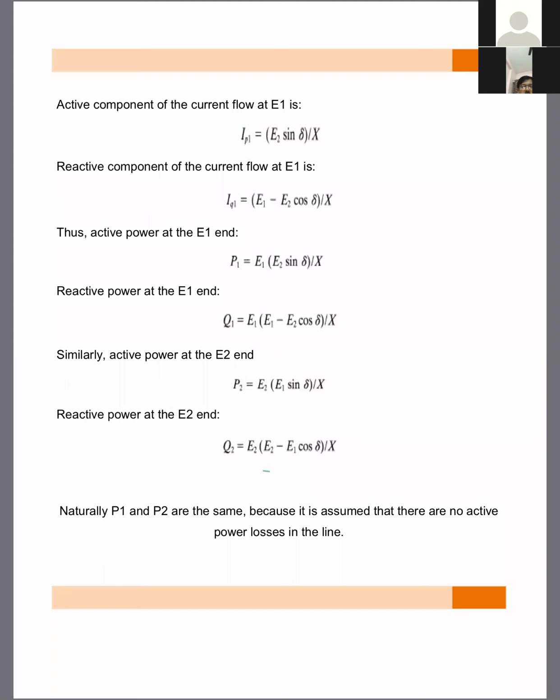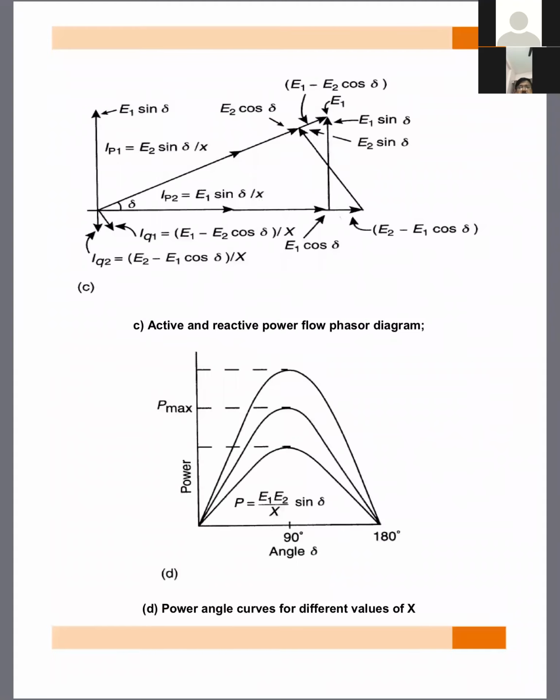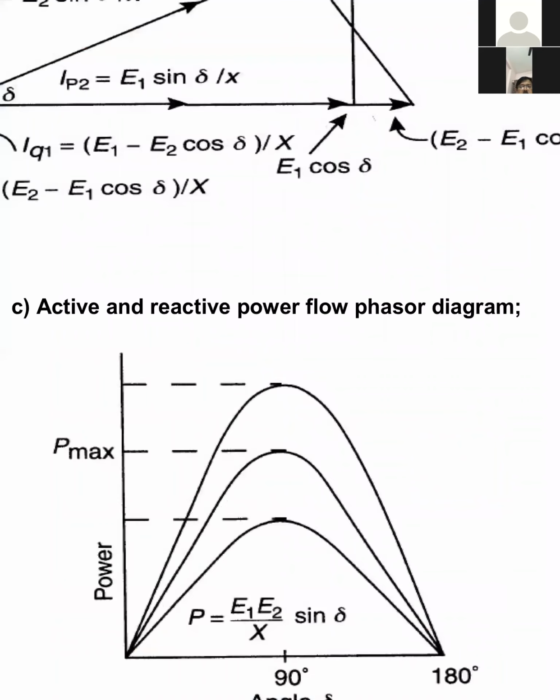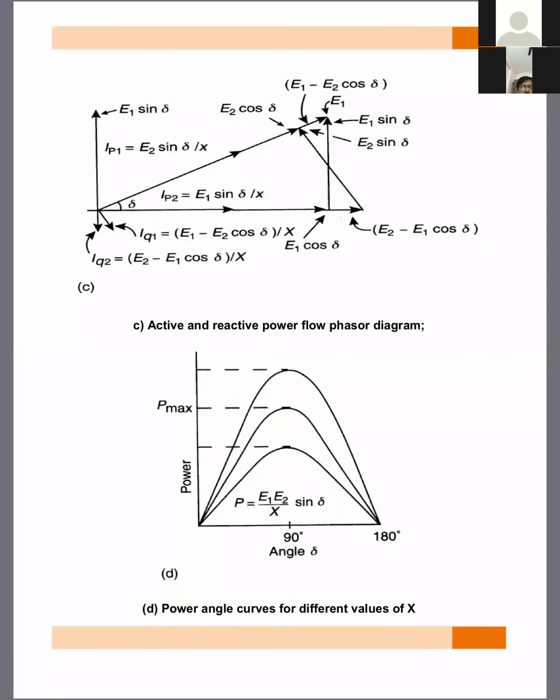Coming to the other phasor diagrams, finally the real power flow is given by what we derived in the last class. If you feel that is easy, you can follow that one, or anything else. The real power flow at the sending end or receiving end is given by E1 E2 by X into sine delta, that is V1 V2 by X into sine delta, as we saw in yesterday's class.